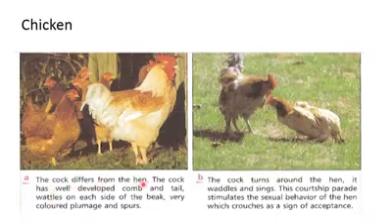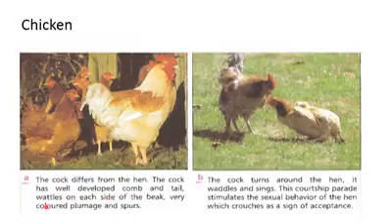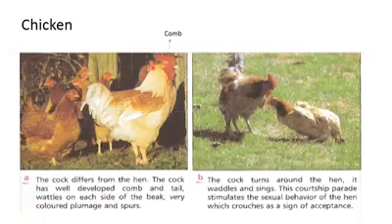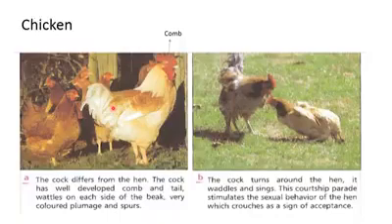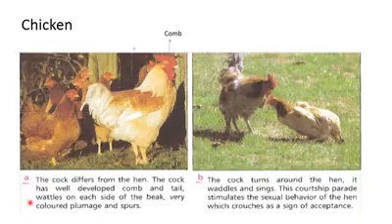The cock differs from the hen. The cock has a well-developed comb. You know what a comb is? This is the comb. Did you see it on the head of the rooster? This is called a comb. And the tail. Look at the tail. It's different from the hen. So the first sexual dimorphism in the chicken is that the male has a comb. Look, the hen doesn't have a comb.